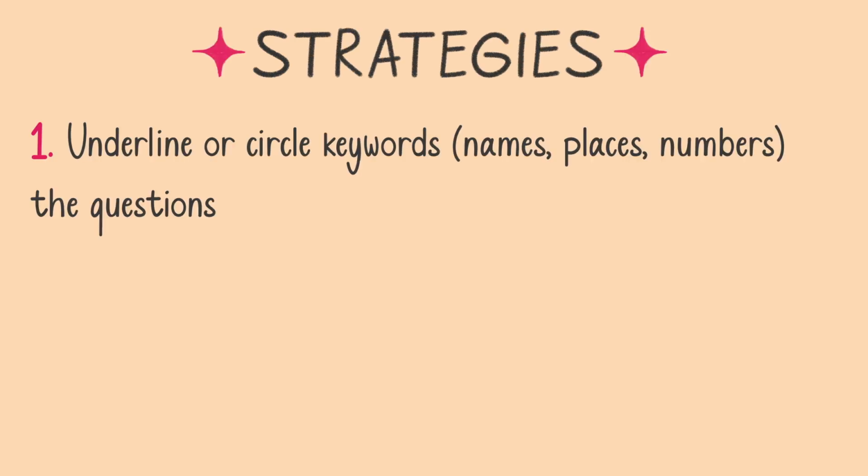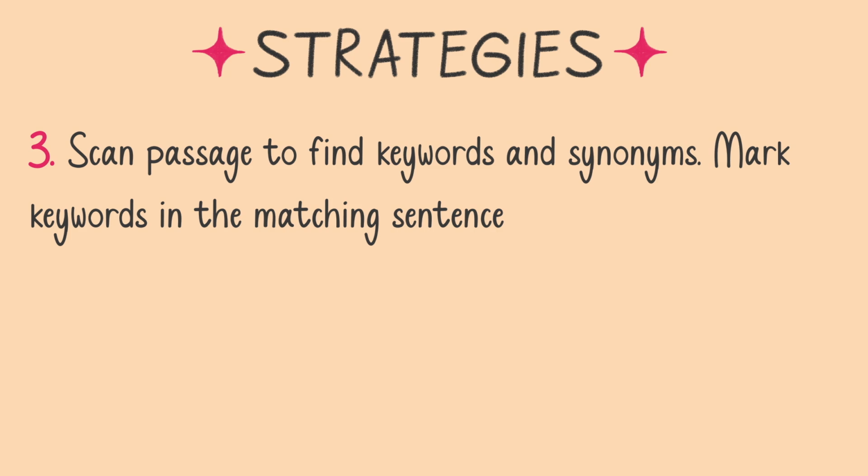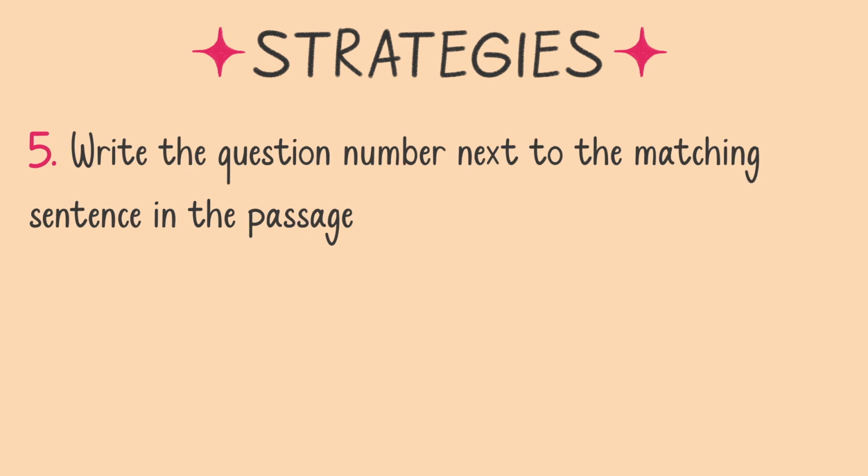All right, there are 5 basic strategies that you have to follow. The first one is you underline or circle keywords, right? The names, places, numbers in the question. And then you identify the easy questions to do them first, right? So it is pretty easy. You first check out which questions consist of the easiest keywords. So you start with answering those questions first. And then you scan passages to find those keywords and synonyms, right? So you mark keywords in the matching sentence, and then you compare the 2 sentences, the question and the matching sentence, to find the answer. And then you write the question number next to the matching sentence in the passage.